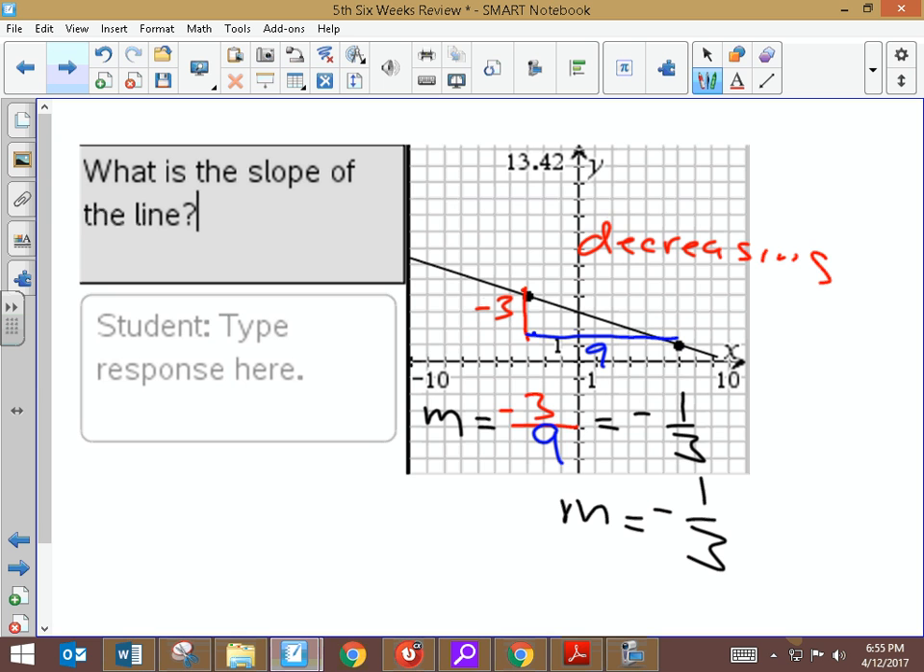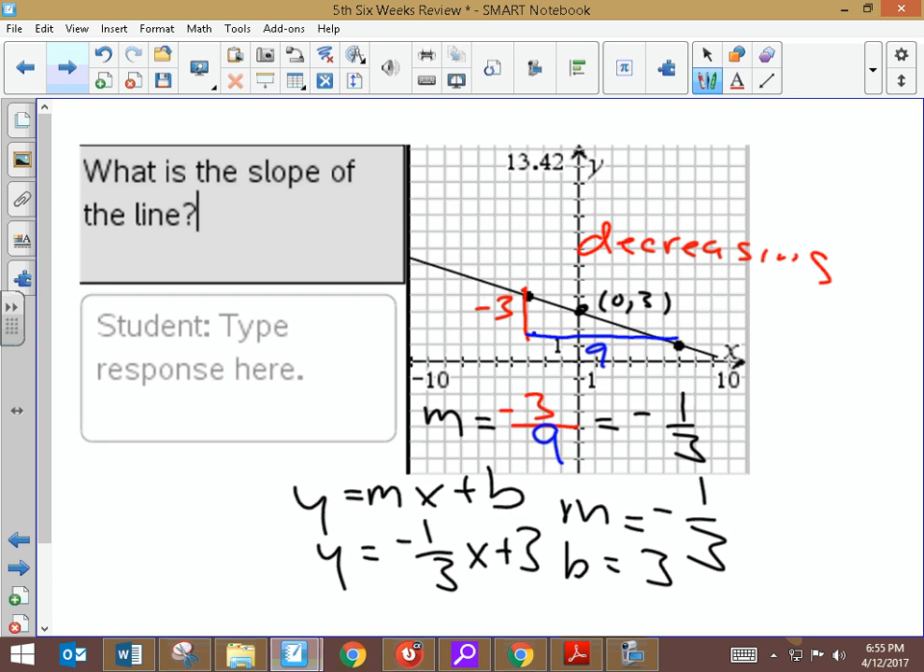By the way, just so happens that the y-intercept right there, 1, 2, 3, is 3. So if I want the whole equation of the line, then b is equal to 3. So the equation of the line is y equals mx plus b, which is y equals -1/3 x plus 3. That's if you wanted the entire equation of the line in slope-intercept form.